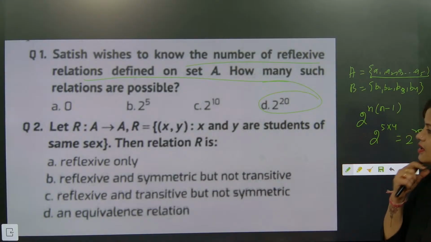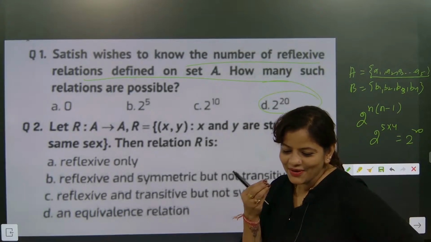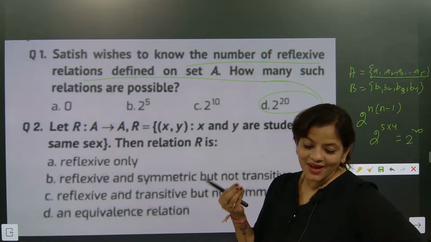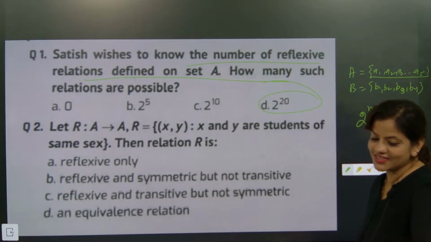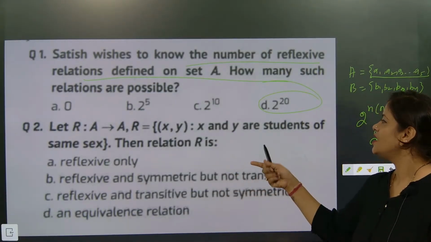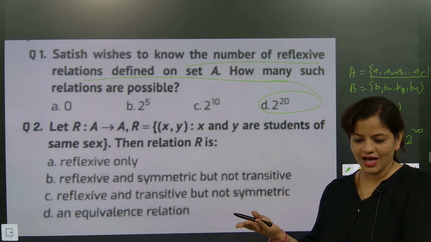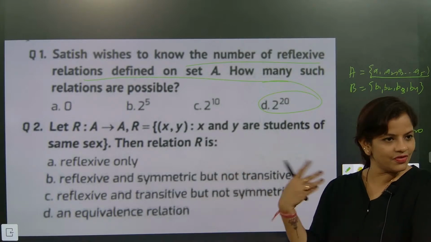So now look at it. What answer is it going to satisfy? No answer is coming. Only Tanish answered for the first time: the answer is D, equivalence relation. 100% it is going to be an equivalence relation, because same sex means X and Y are students of the same sex. I am a student and my sex is female, which means reflexive.